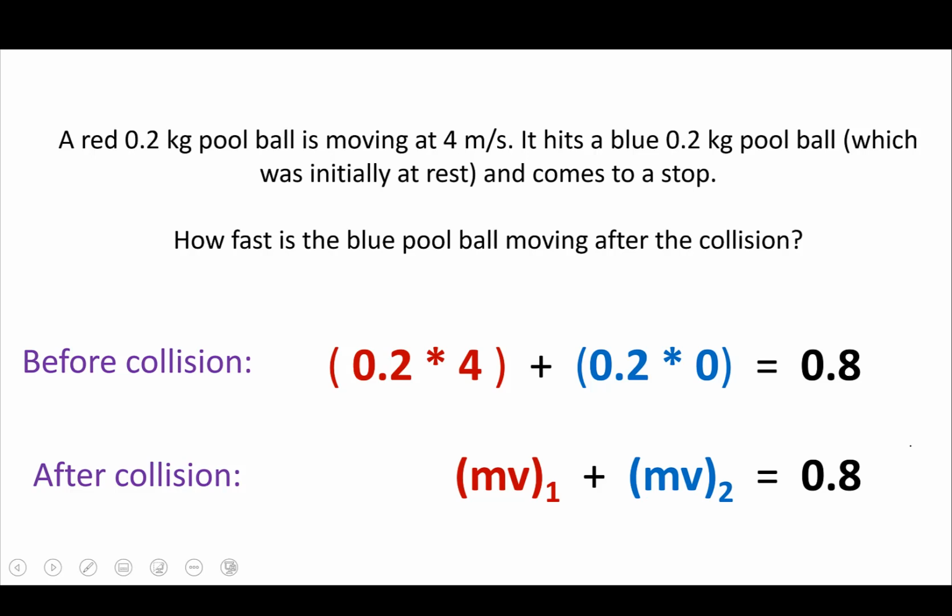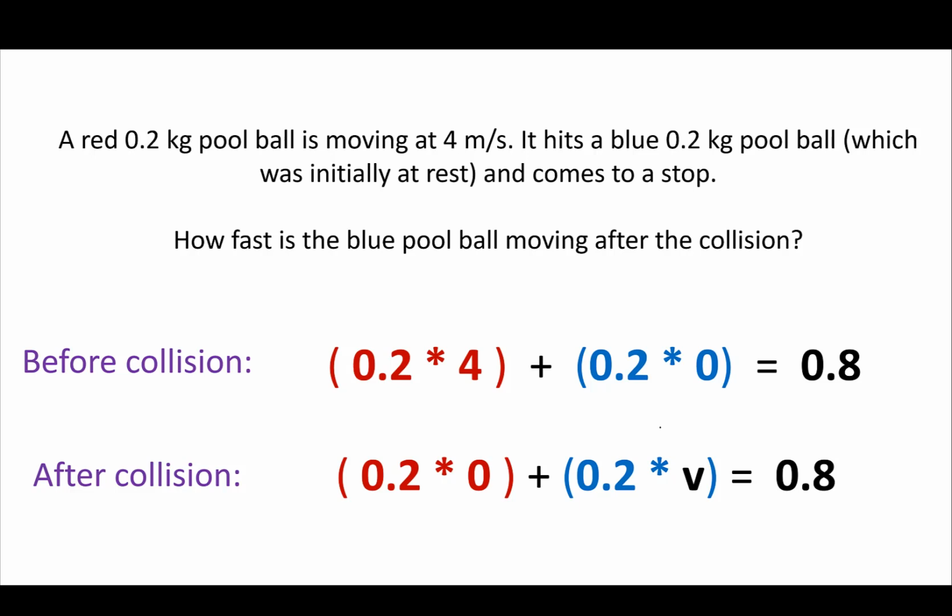Now the masses never change. That is going to be the same, and that's going to be the same, because they didn't all of a sudden gain or lose weight. We also know that the red pool ball comes to a stop at the end. So the new velocity is 0. So this is the momentum of the red pool ball, and this is the momentum of the blue pool ball. We don't actually know the velocity of the blue ball at the end. That's what we're trying to find. But now we have a formula with only one variable, and we can solve it.